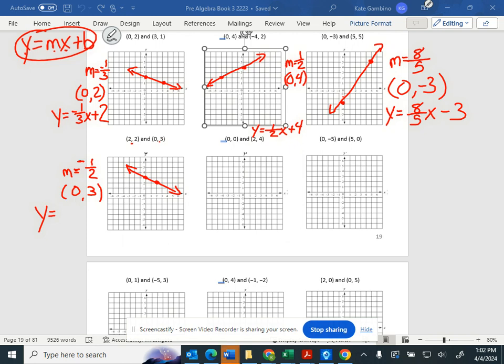Y equals negative 1/2 x plus 3. So tell me again. Y equals negative 1/2 x plus 3. There we go. Originally, he forgot the x. There are a lot of people that do that on the test. You cannot forget any of the parts.